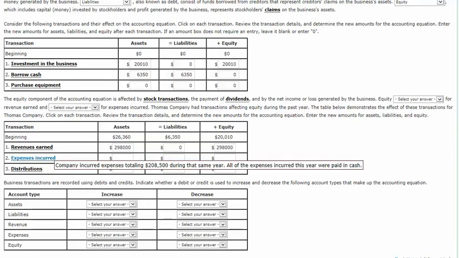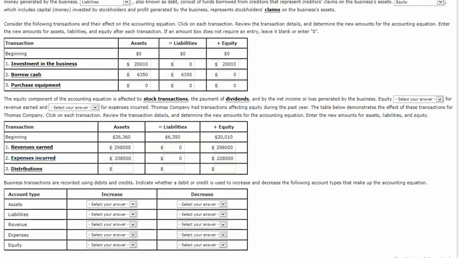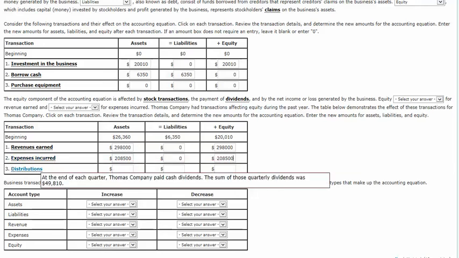Next, we have expenses that we incurred, and it says that we incurred $208,500 during the year of expenses, and we paid cash for it. So $208,500, we're going to put in here, probably a minus sign is needed. I guess it doesn't take a minus sign. It does not affect our liability because we paid cash for it, and we're going to decrease this by $208,500.